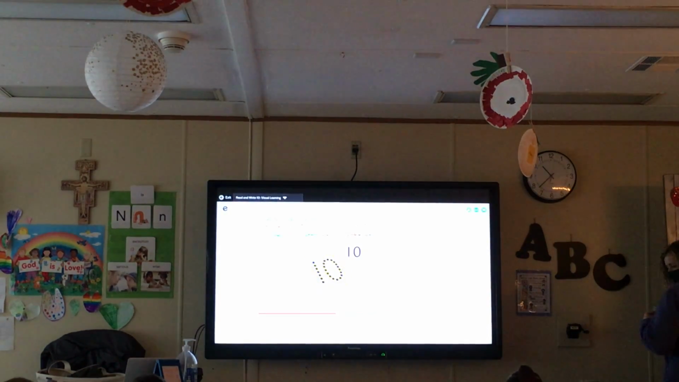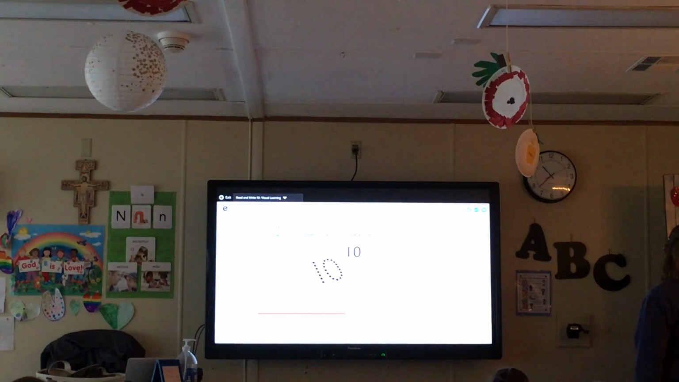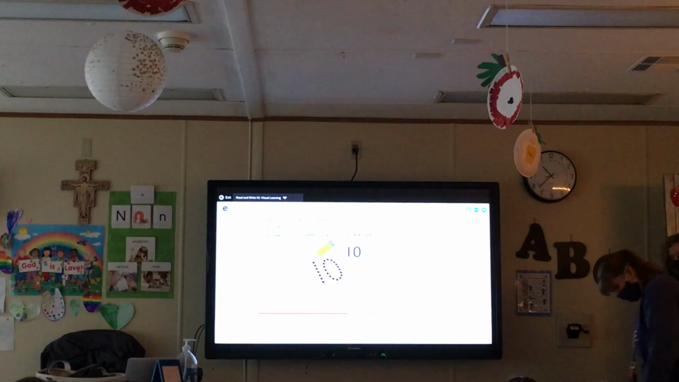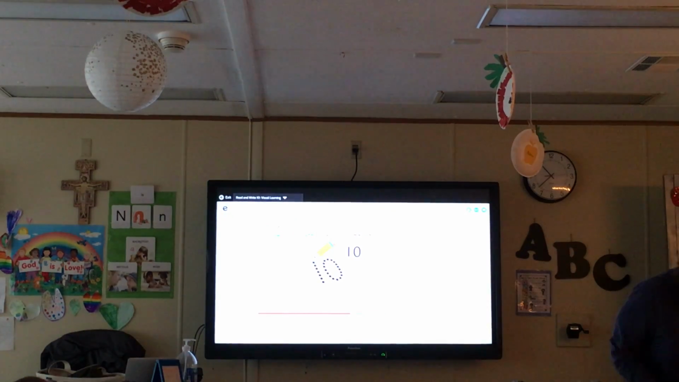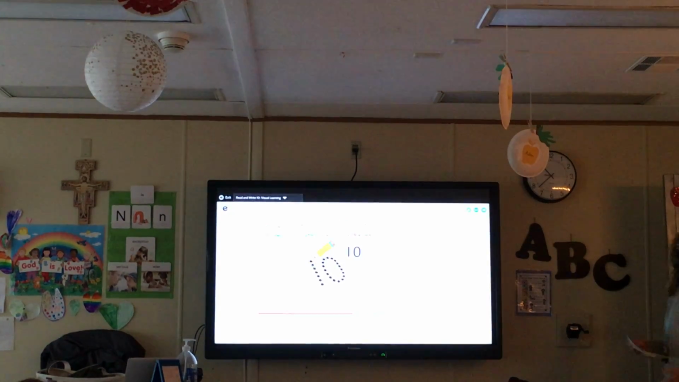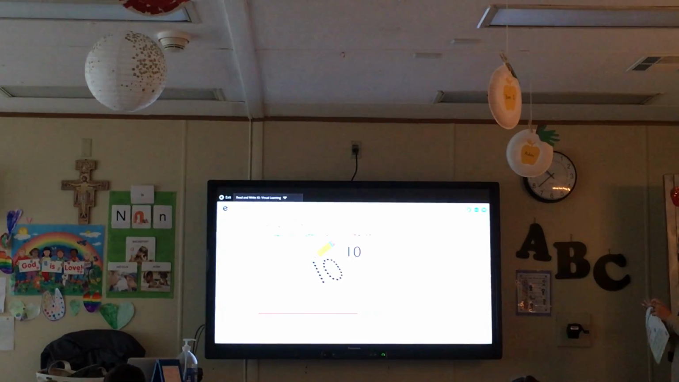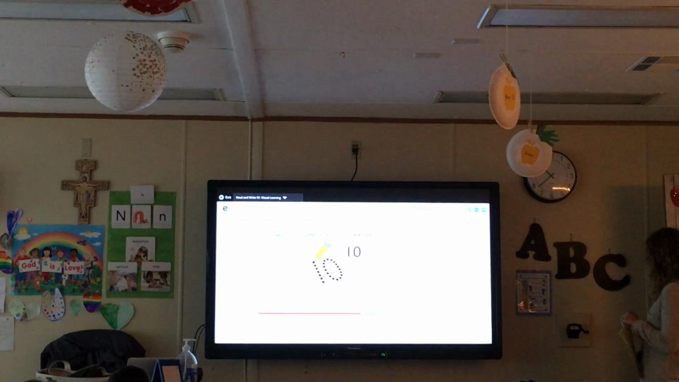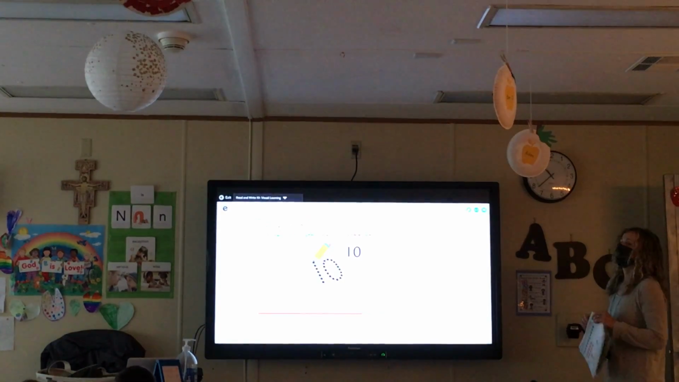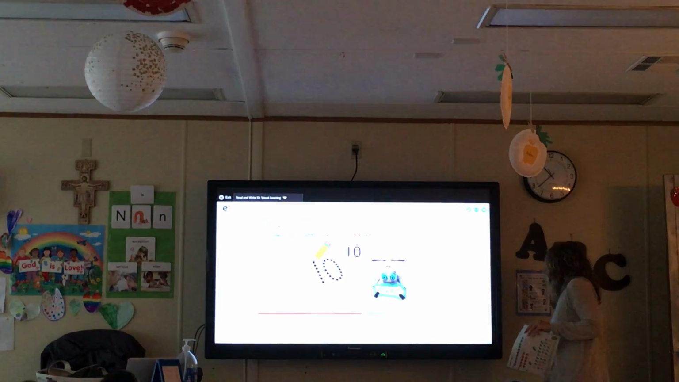What does the number 10 describe? It describes how many boats there are. If you trace this number, what number will you write? 10. You will write the number 10. Where do you start to trace the number? Always at the top. Yes, very good.